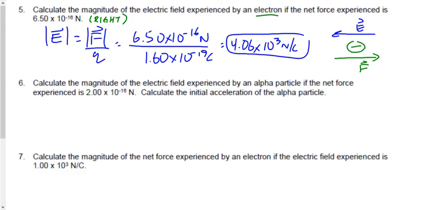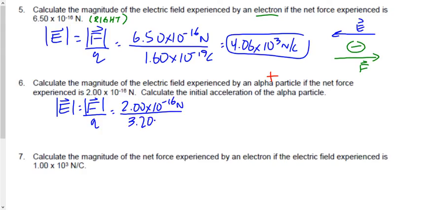Next question, the last one that we want to go over here, number 6. Calculate the magnitude of the electric field experienced by an alpha particle, which is a positive particle, if the net force is 2.00 times 10 to the negative 16, and what's the initial acceleration? It's experiencing the field. The force is 2.00 times 10 to the negative 16 newtons, divided by the charge, which is on your data sheet, 2e, or 3.2 times 10 to the minus 19 coulombs. Gives me a field strength of 6.25 times 10 to the 2.